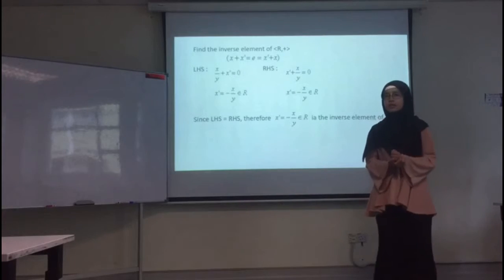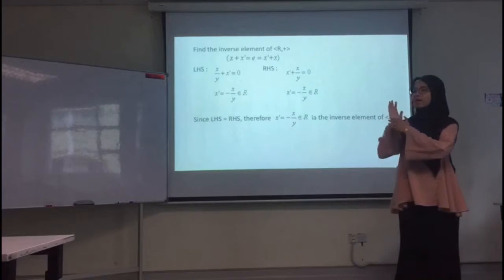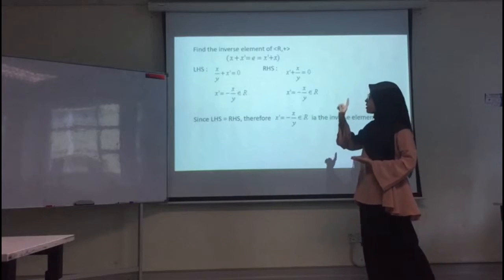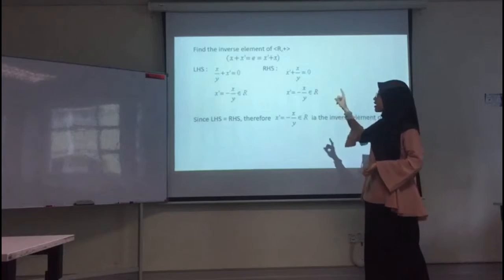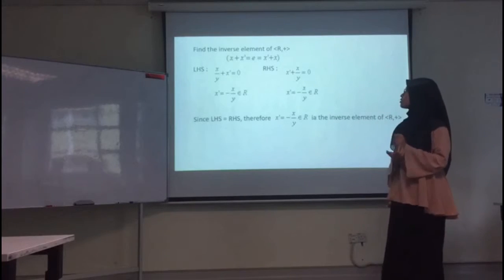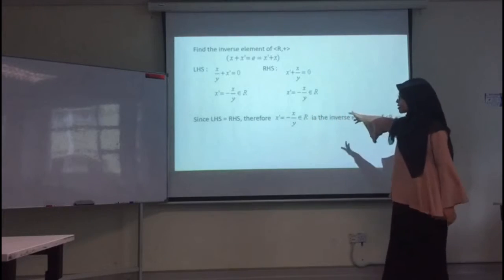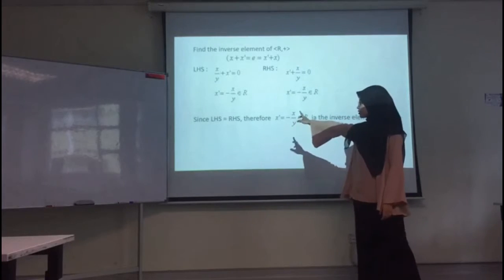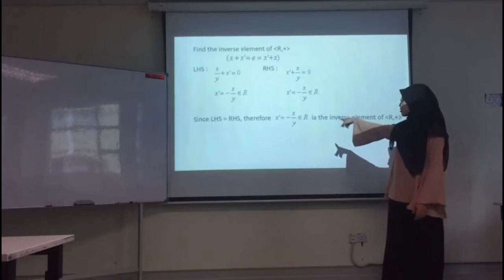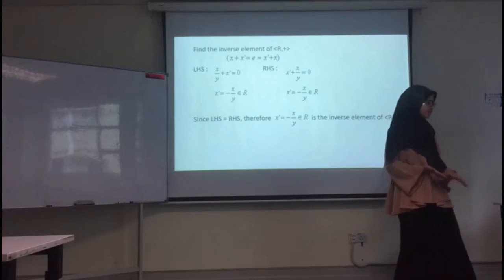After we get the identity element, we can find the inverse element of R under the binary operation of addition, with E as the identity. So we have X plus X inverse equal to E equal to X inverse plus X. So we find the left hand side and right hand side, we get left hand side equal to right hand side, therefore X inverse equals negative X over Y in R is the inverse under the binary operation of addition.